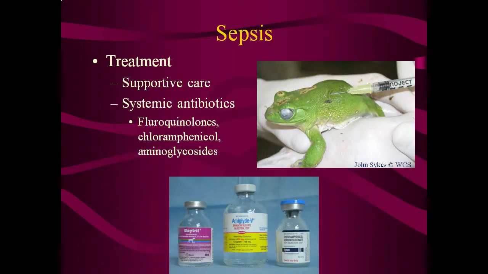In addition to correcting underlying causes of chronic stress, the treatment involves supportive care and systemic antibiotics. Fluoroquinolones such as enrofloxacin, chloramphenicol, and aminoglycosides such as amikacin are often good empiric choices.